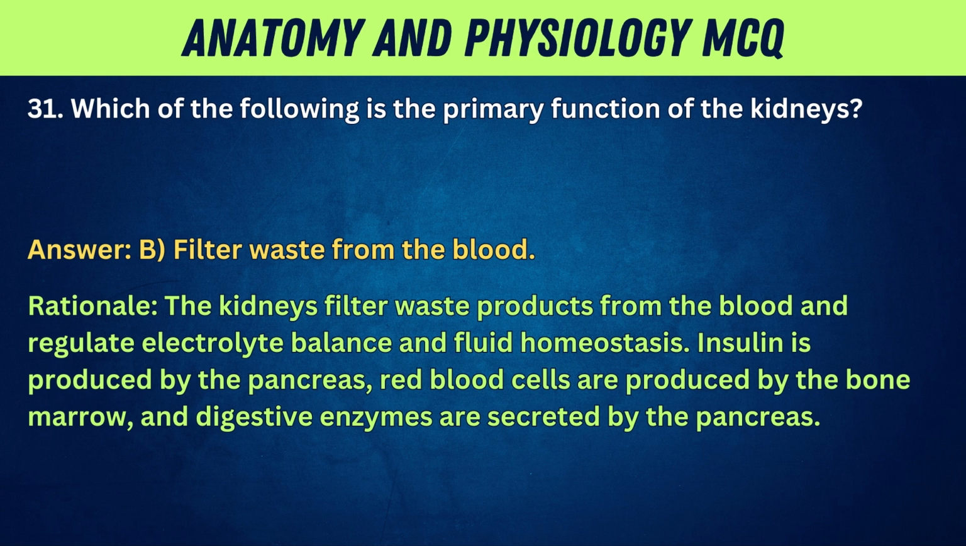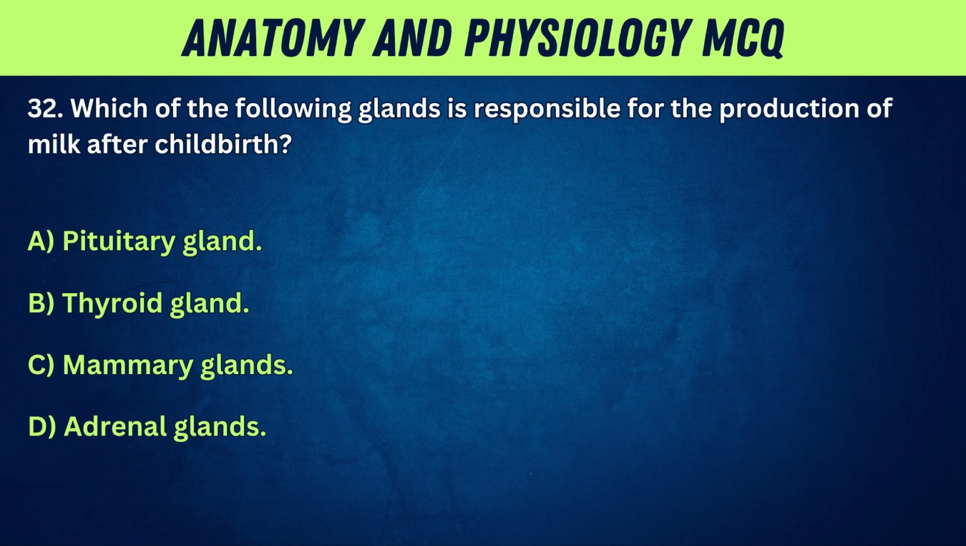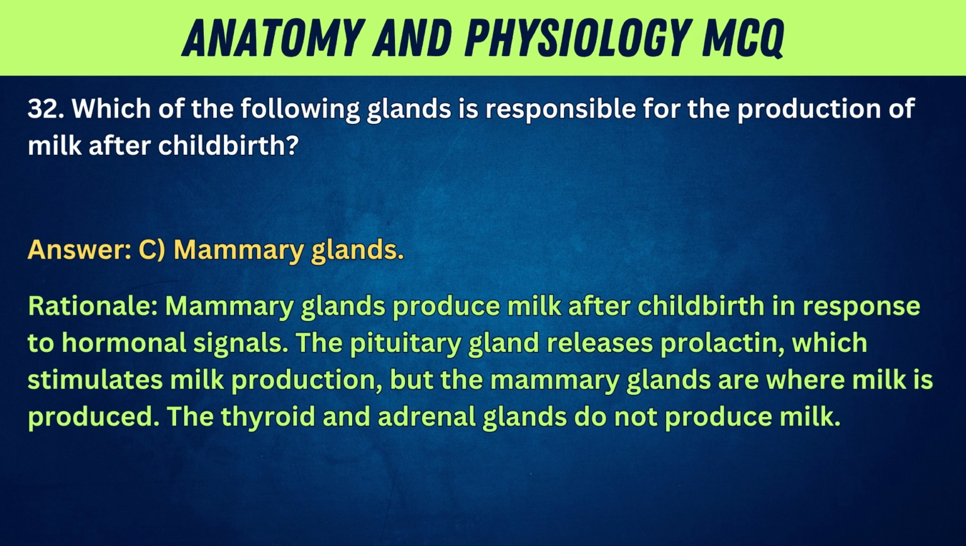32. Which of the following glands is responsible for the production of milk after childbirth? A. Pituitary gland. B. Thyroid gland. C. Mammary glands. D. Adrenal glands. Answer: C. Mammary glands. Rationale: mammary glands produce milk after childbirth in response to hormonal signals. The pituitary gland releases prolactin, which stimulates milk production, but the mammary glands are where milk is produced. The thyroid and adrenal glands do not produce milk.